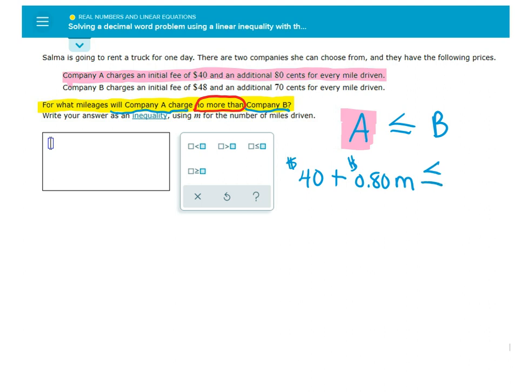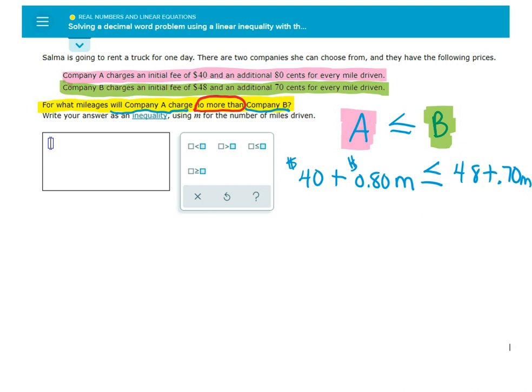And then that's going to be less than or equal to B. And B is $48 plus an extra 70 cents, so that's going to be 48 plus 0.70M, the number of miles driven. So for what mileages will Company A charge no more than Company B? Those are my equations, or that is my inequality, I guess I should say.